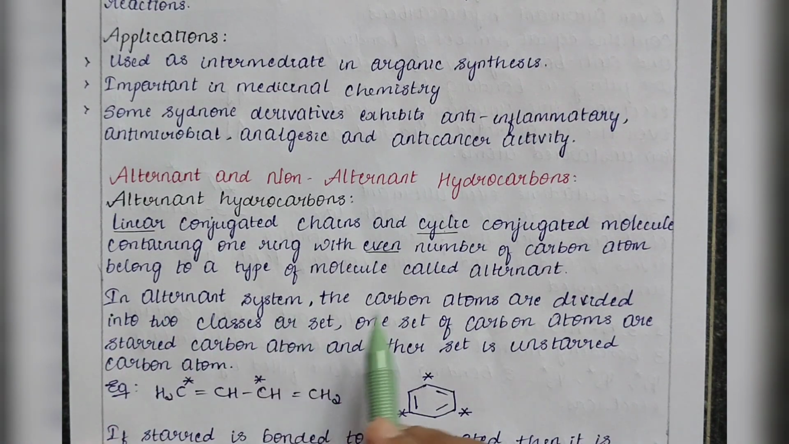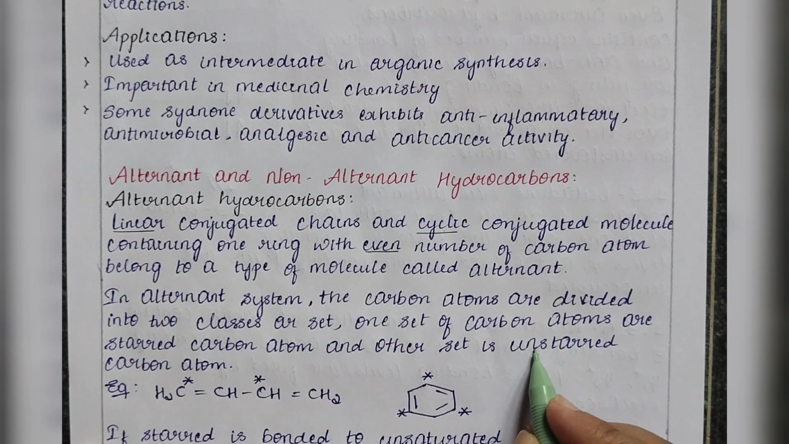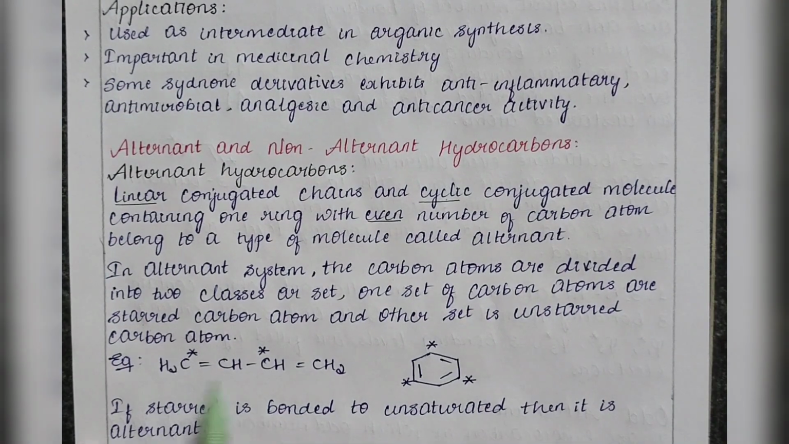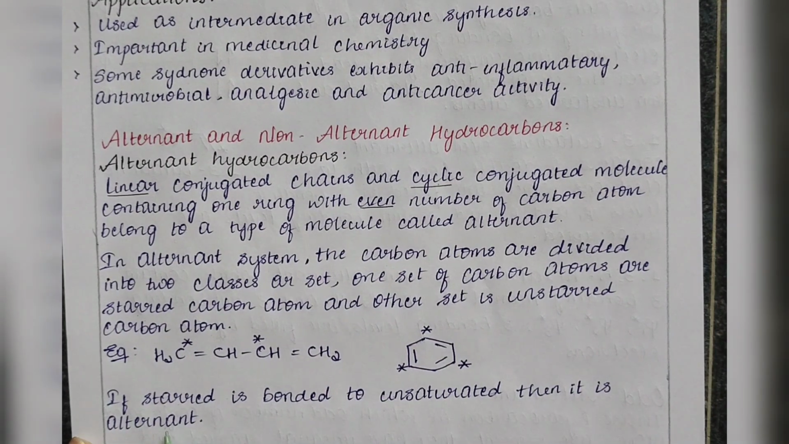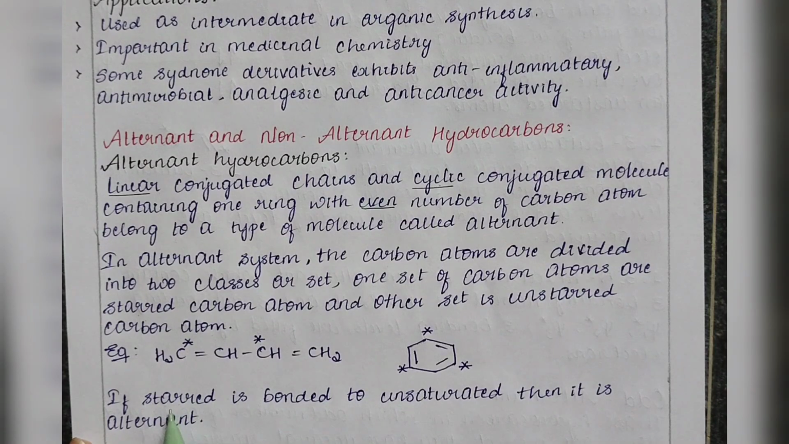In the alternant system, the carbon atoms are divided into two classes or sets. One set of carbon atoms are starred carbon atoms and the other set is called unstarred carbon atoms. These starred and unstarred names are given so that the naming or positioning of carbon atoms becomes easier. So here in this compound, and also in benzene, we can see there are an even number of carbon atoms, and each carbon atom which is attached to the doubly bonded carbon atom is starred. So if starred is bound to unsaturated, then it is called alternant. We will deal with some examples in further sessions.